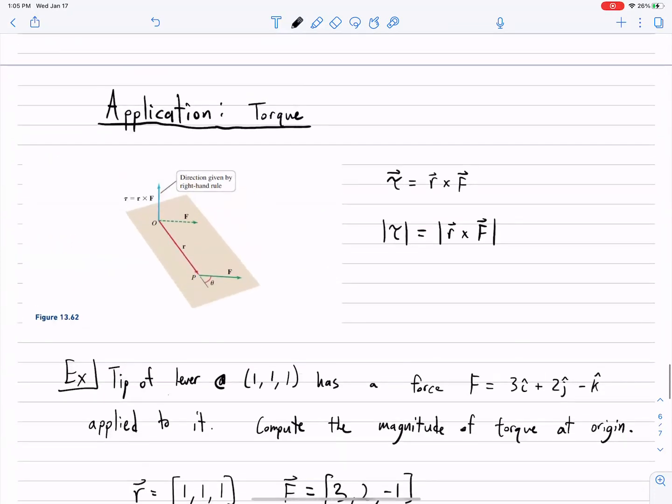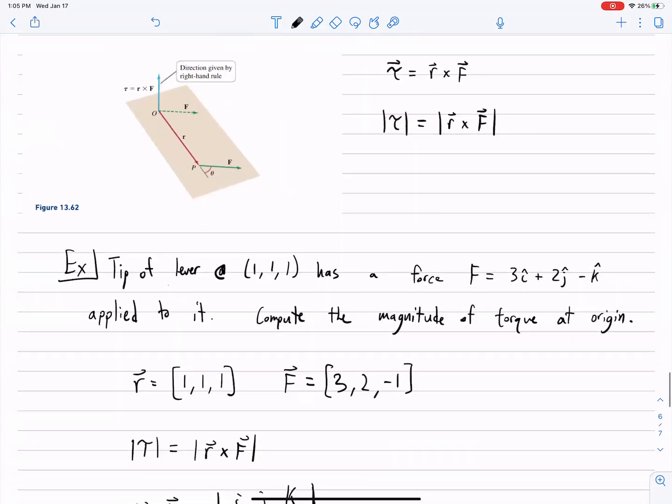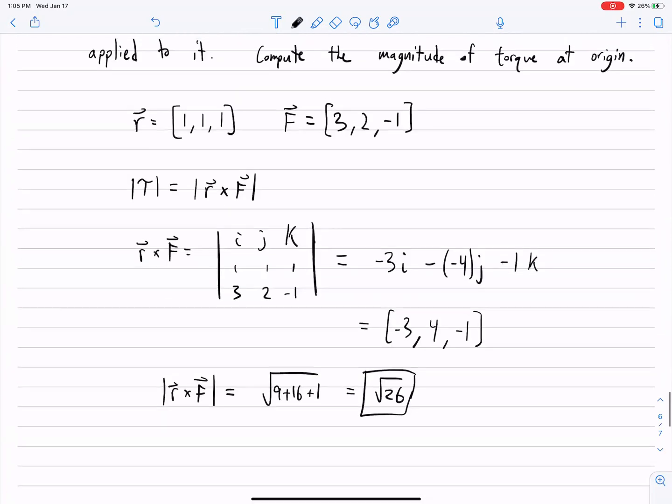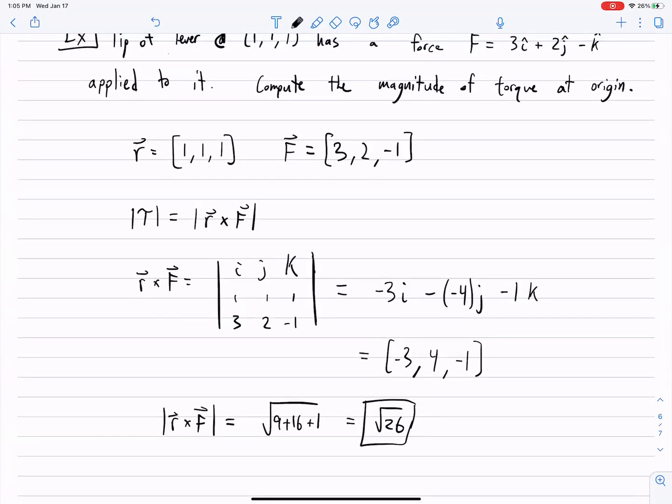The magnitude will be that, and you could also use that to find the angle between them if we wanted to, but we don't really need to. I guess I didn't actually ever say that you could use the cross product to find the angle between them using sine, but that's not actually that big of a deal.